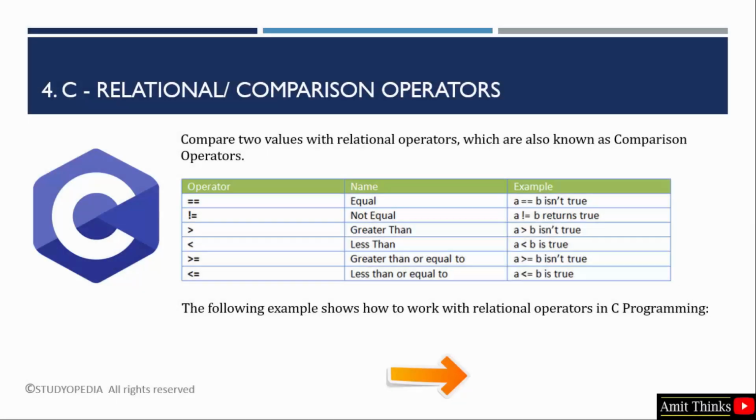Now let us see relational operators. It is also called comparison operator, like comparing two values or expressions. They allow you to determine the relationship between two values and return a true or false result. In the table, you can see some examples like equal, not equal, greater than, less than operators, and the example on the right. Let's say we have two variables A and B. Let us see an example on VS Code.